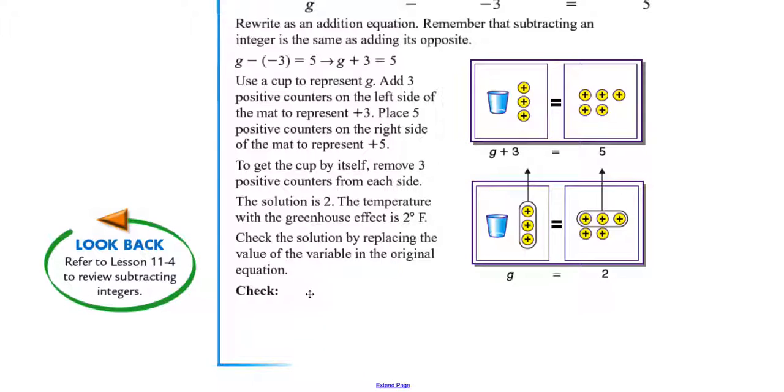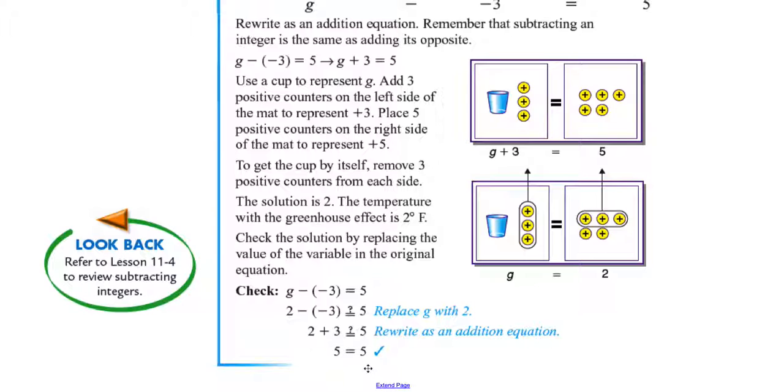Checking this, we substitute G back into our original equation. So we have G minus negative 3 equals 5. Substitute G with 2, so this becomes 2 minus negative 3. Is it equal to 5? We know that this is an addition statement. When you're subtracting, you're adding its opposite. So this becomes 2 plus 3. Is it equal to 5? And indeed it is. So we have checked our equation.